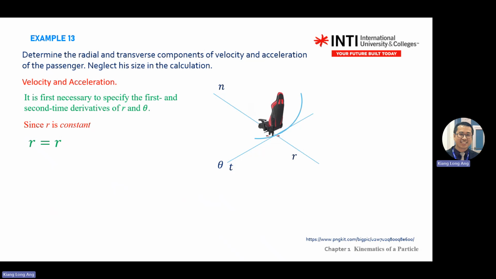You write R is what, then do two differentiations: R dot, R double dot. Then you write what theta is, and do theta dot, theta double dot. Once you do this, you put them inside the two equations here: R equals what, V equals what.